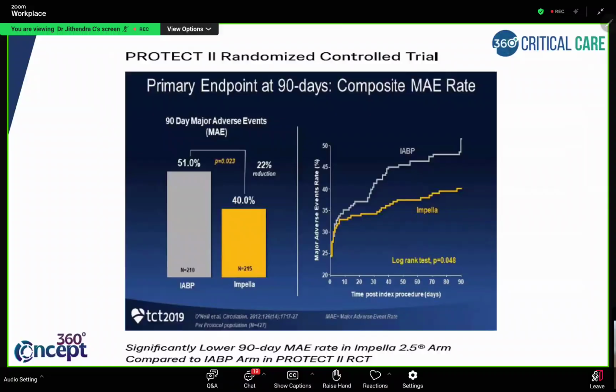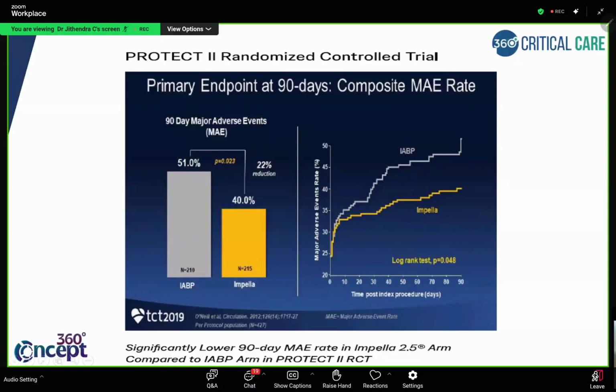And the last one, something called the Protect 2 trial. It's an RCT. They were mainly looking into the adverse events. So they compared two circulatory devices, one is your IABP and the other one is your Impella. The problem they saw is that IABP had more adverse events. Okay, and you saw the mortality was a little higher. Sorry, the adverse events were higher.